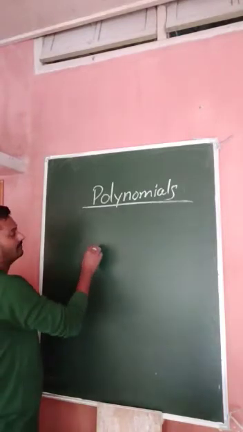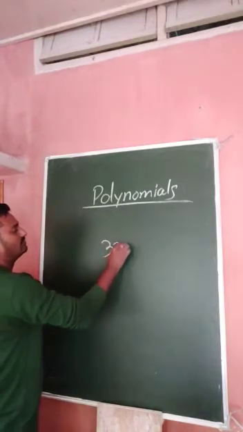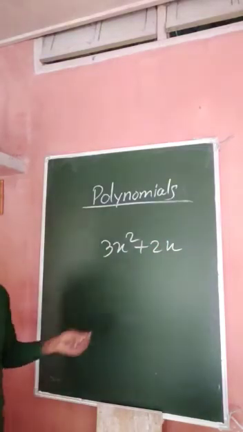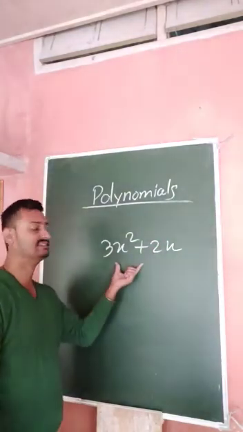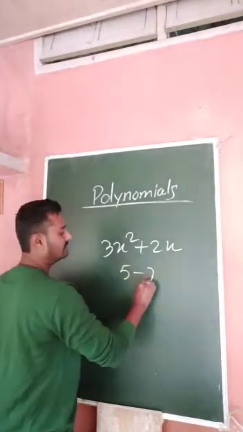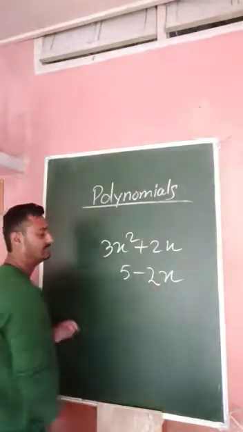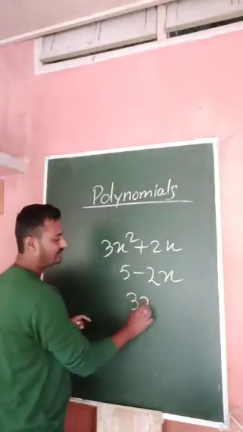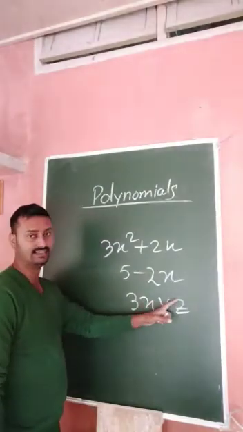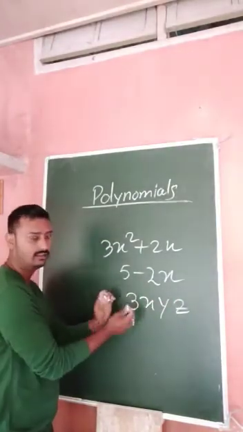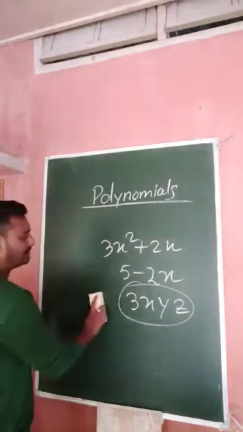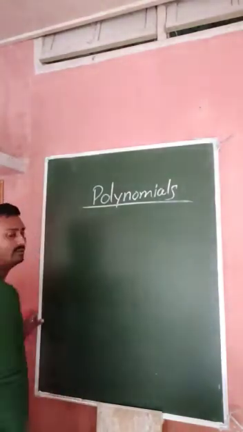Next is term. Suppose this one is 3x square plus 2x. In this case, how many terms? 2 terms. Always remember one thing, terms are separated by plus or minus symbols. 5 minus 2x, there are 2 terms. But suppose this one is 3xyz. In this case, there is 3, x, y, z, but they are multiplied together, so it is considered as one term. Depending upon the number of terms, you can give the name of the polynomials.